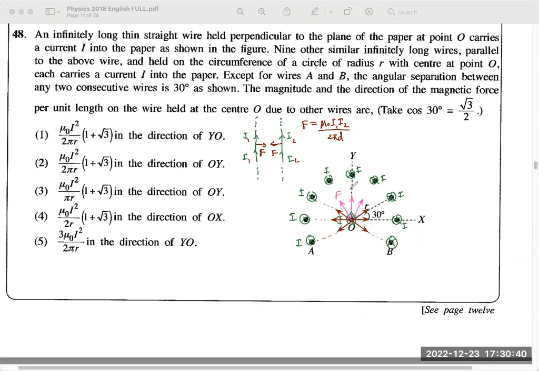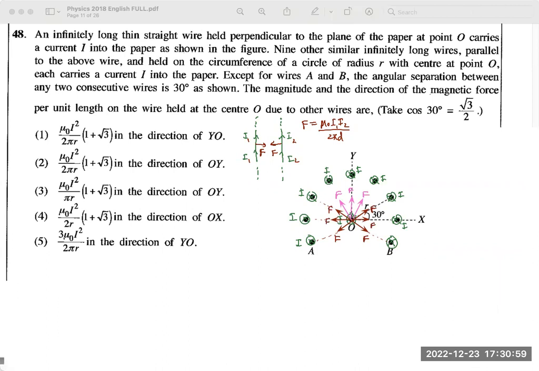F, F, F. But the other forces are balanced out. They are cancelled out. The ones in maroon color are balanced out, so I'm not going to worry about them. Let's focus only on the ones which are not balanced out, and those are going to create the resultant.